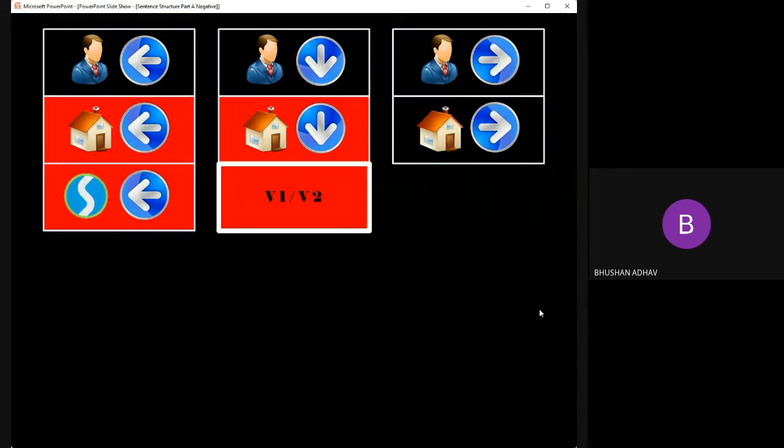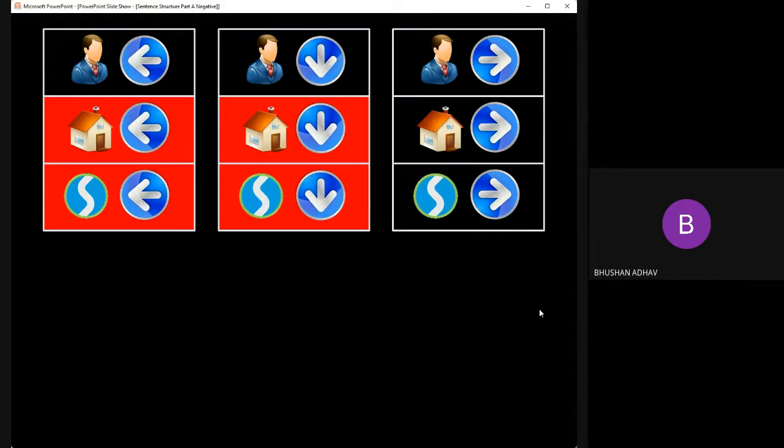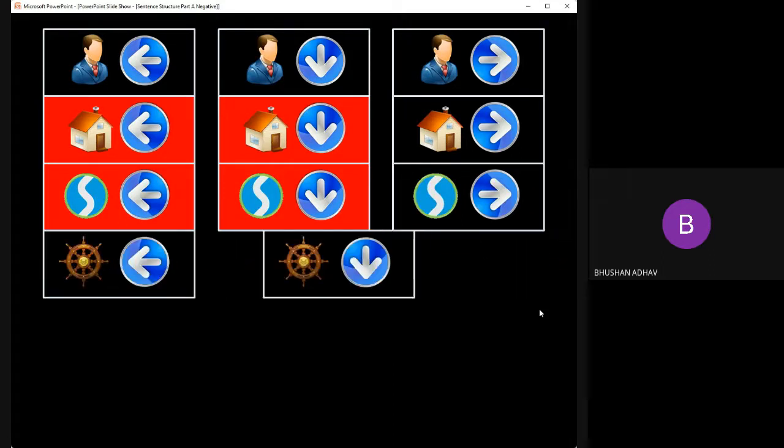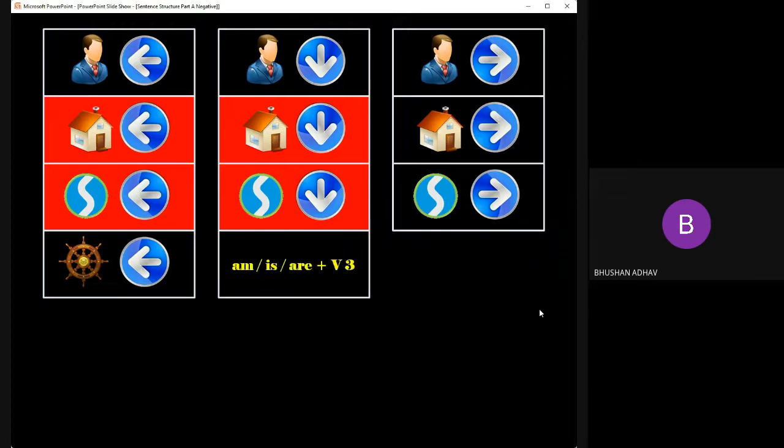Then simple present tense, danger zone. V1 into do not V1. V2 into does not V1. And for other normal, don't take tension. These are the four squares where you have to be a little bit cautious. Okay. So shall not V1, will not V1. Was, were ing: was not ing, were not ing. Then am, is, are ing: am not ing, is not ing, are not ing.